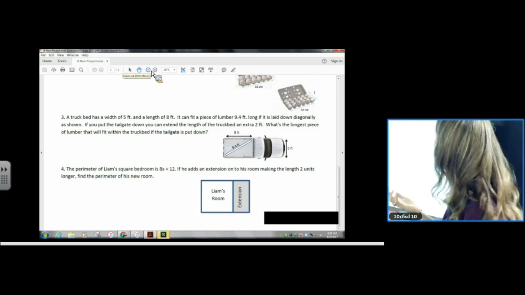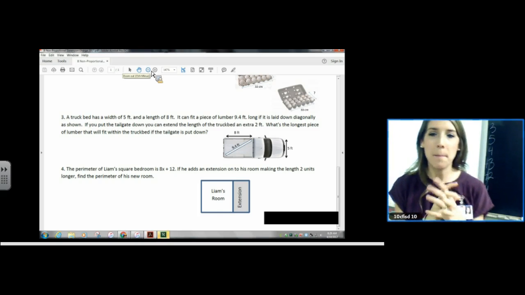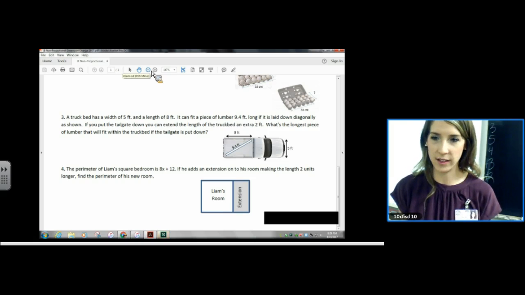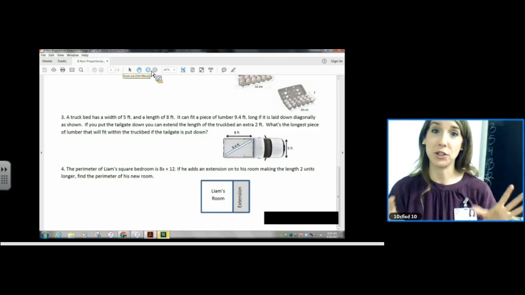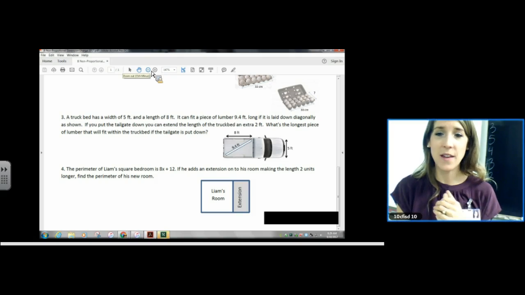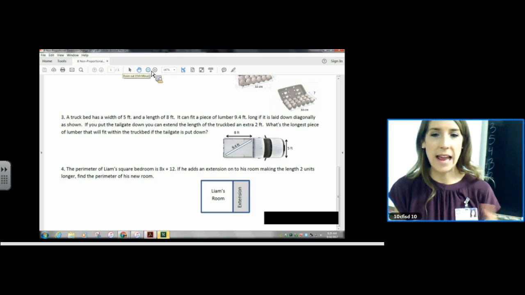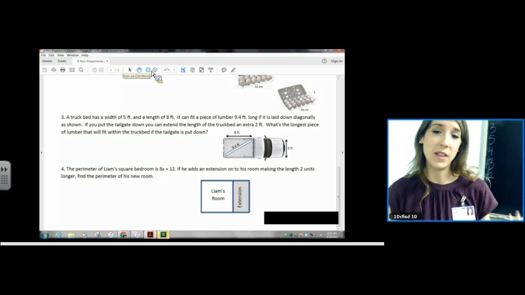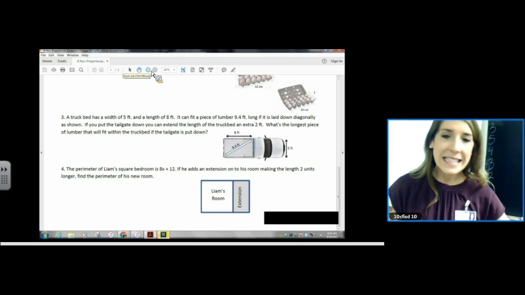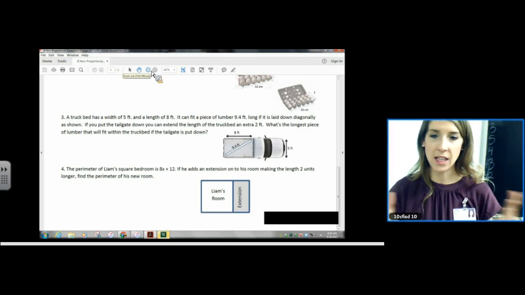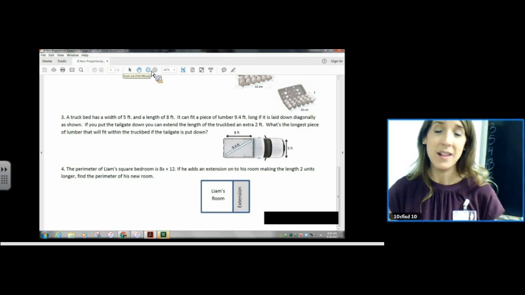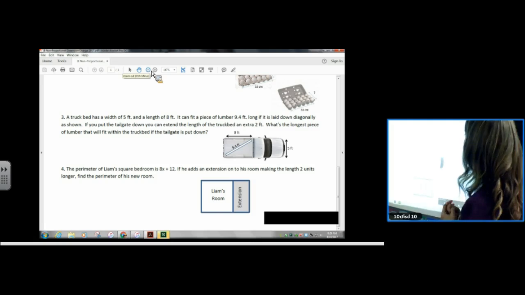Number 3, I love number 3 because I feel like it's a real world problem. People use trucks and put the tailgate down all the time. They put the tailgate down to actually tailgate with lots of yummy food, or they put the tailgate down because they can't fit something in the back of the truck, some furniture, something that they're moving, and they need to extend the size, the length of the truck bed. So I really like this problem because I think it's a real world problem.